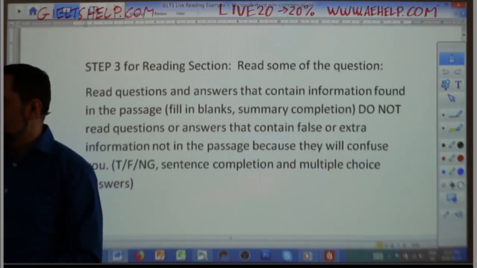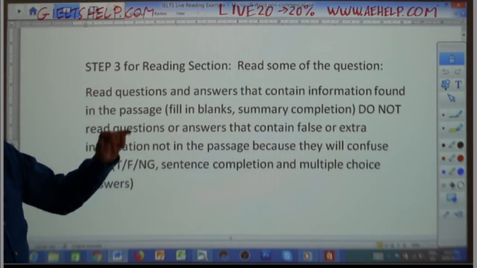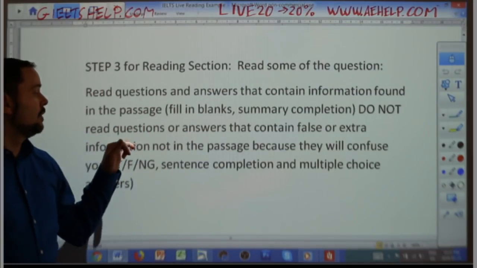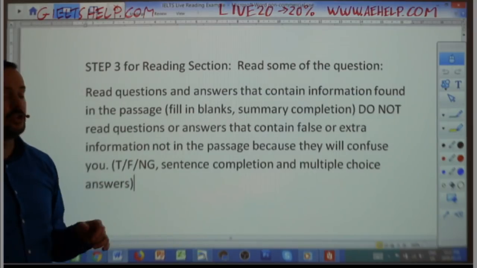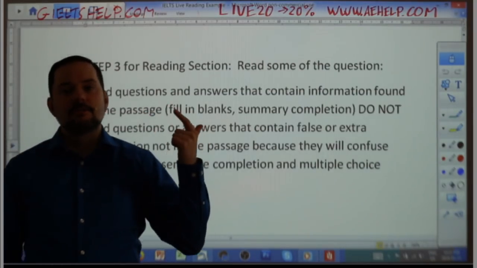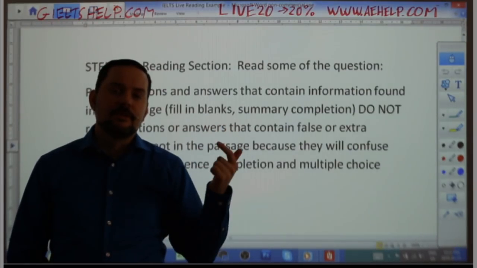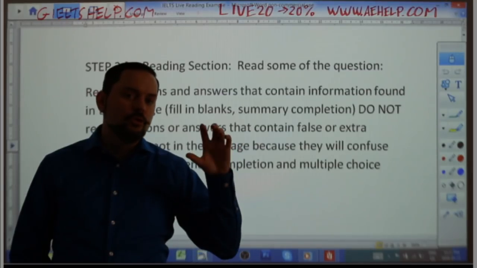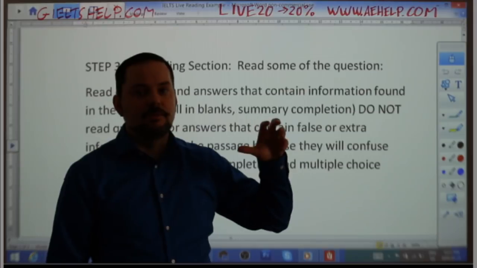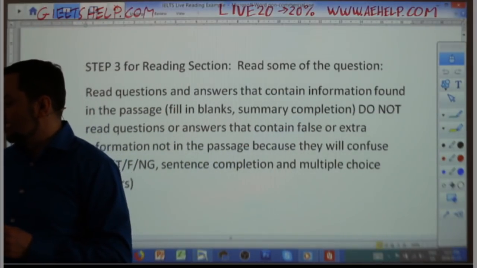So again, step 3, read some of the questions, only the questions that contain information found in the passage. Don't read ones that have false or extra information. You're 1, wasting your time, and 2, you're going to get confused. The human brain is not linear, so if you read them before the passage, it will not be able to differentiate whether or not you got the information in the passage once you're finished. Okay. Now, what's step 4?